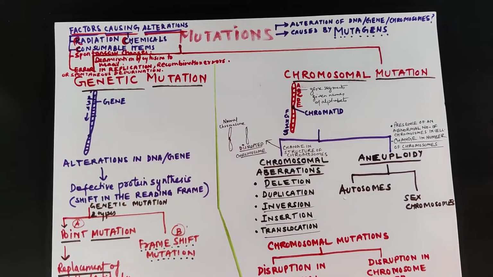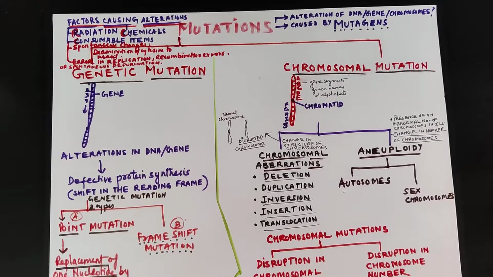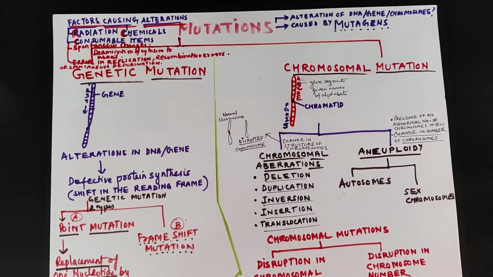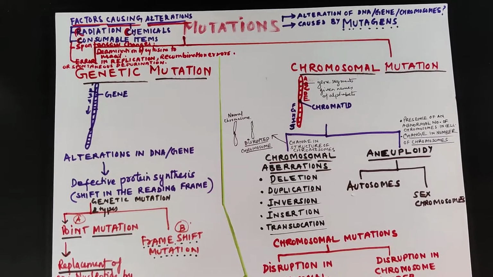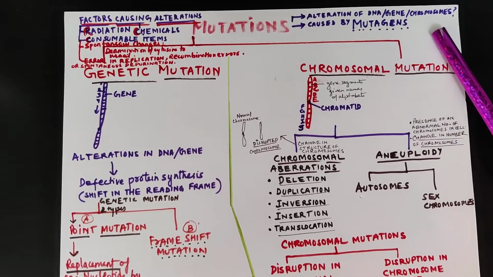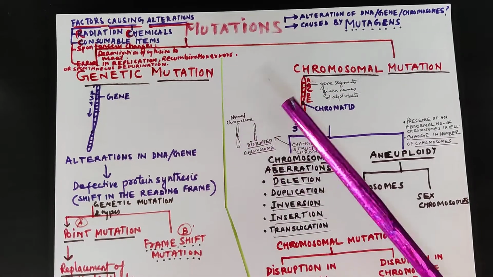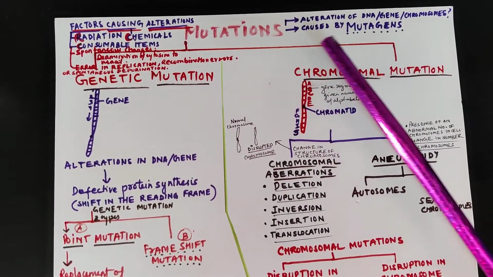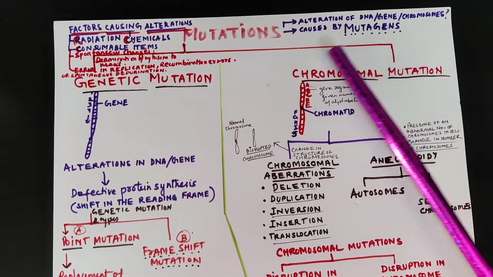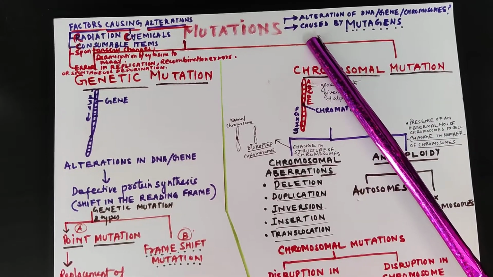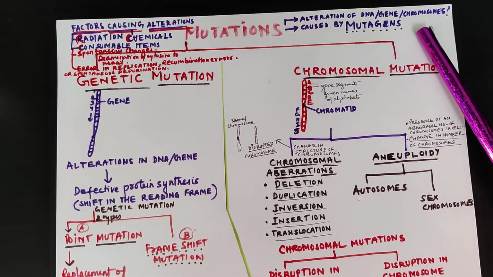Here, friends, we are going to learn about mutations, which is a sudden change in genes, or any aberration or alteration that takes place in genes, DNA or chromosome. Mutation is always caused by agents named mutagens. So mutagens cause mutation, which is a sudden change in genes and alteration in DNA, gene and chromosome.